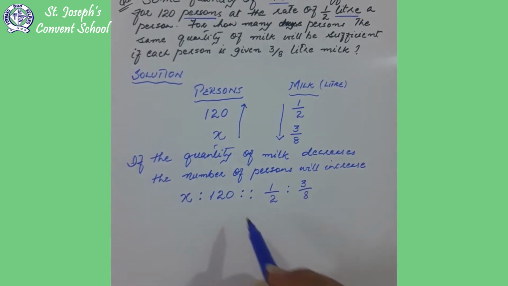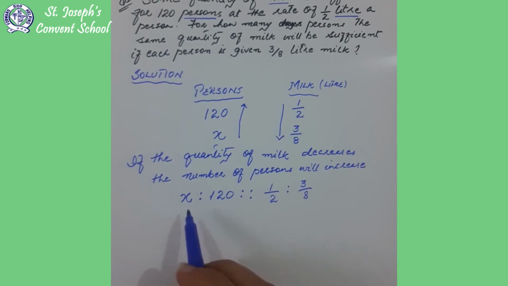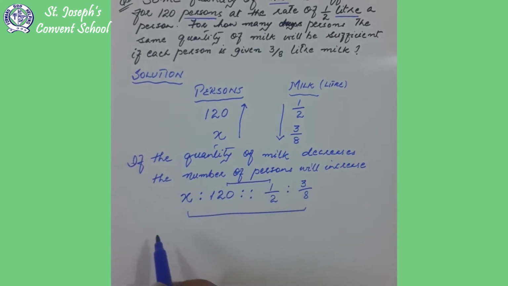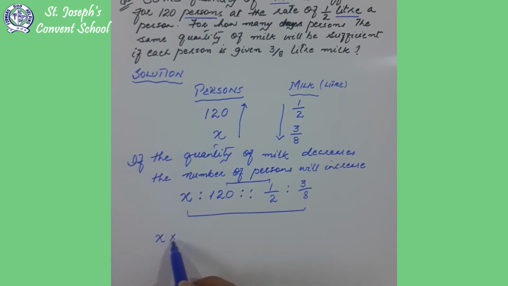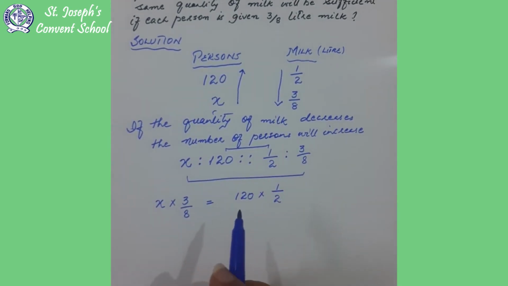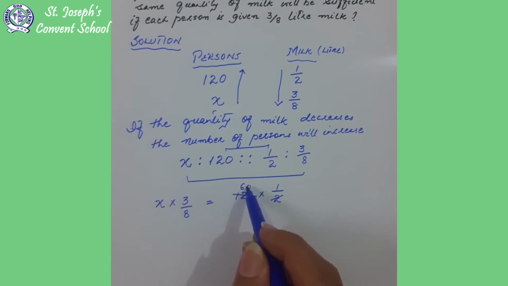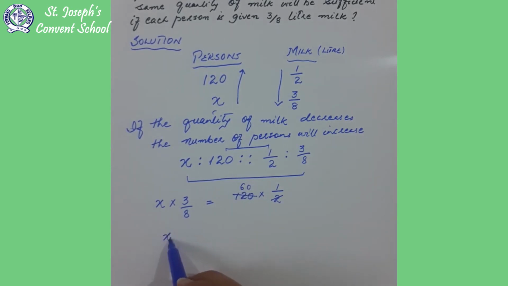Okay. Now same formula of proportion. Product of extreme values equals product of mean values. So x into 3 by 8 equals 120 into 1 upon 2. Now let's solve this first. You can simplify it here: 2 into 60. So x into 3 by 8 equals 60.